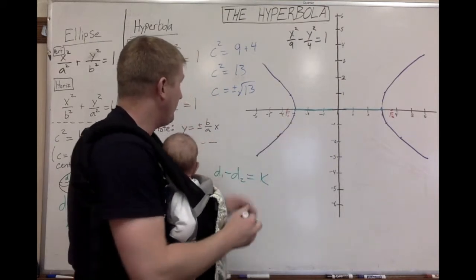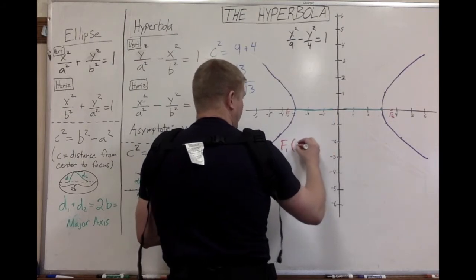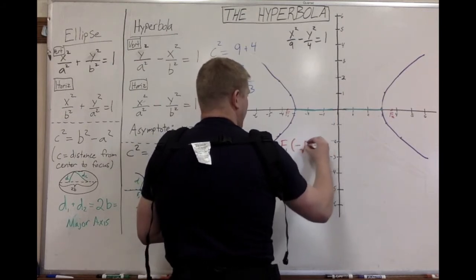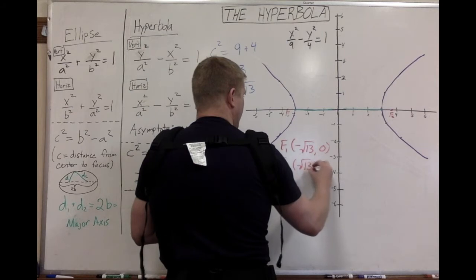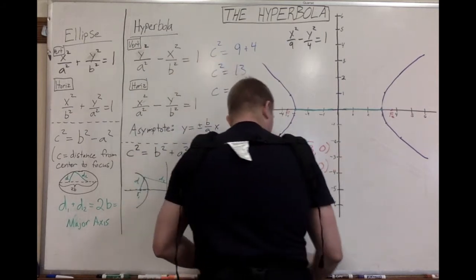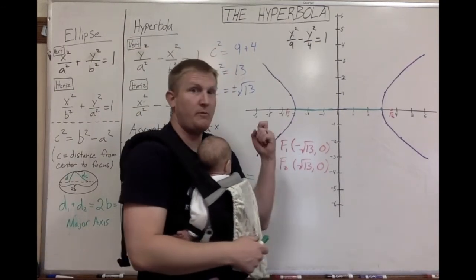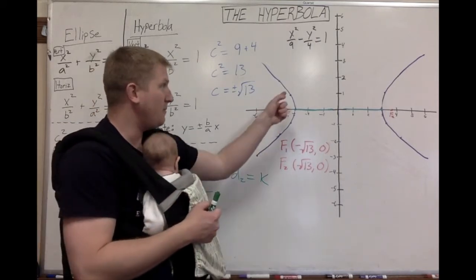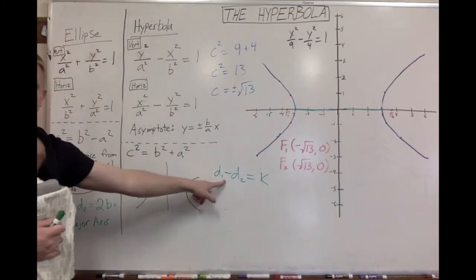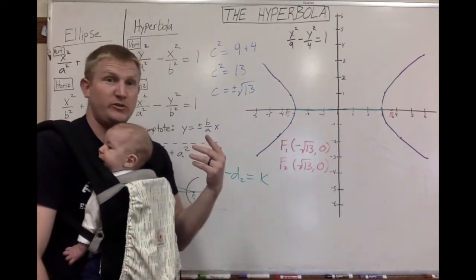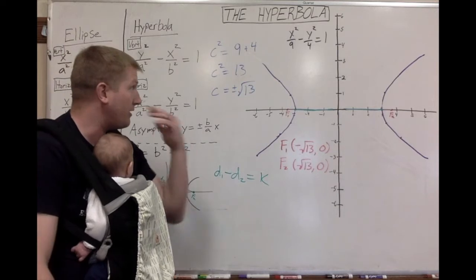And again, those focus points, F1 is negative square root of 13, 0, and F2 is square root of 13, 0. Okay. So now what we're going to do, let's get a different color. We're going to pick some point on our hyperbola that we know, draw straight lines from it to the two focus points, find those distances, subtract them, and see if we get some constant. So we're going to have to actually do this twice in order to prove that it gets some constant. But let's pick the numbers that we kind of already know and already are familiar with.